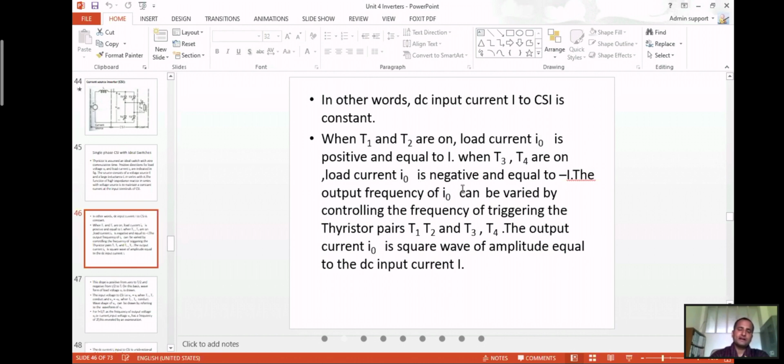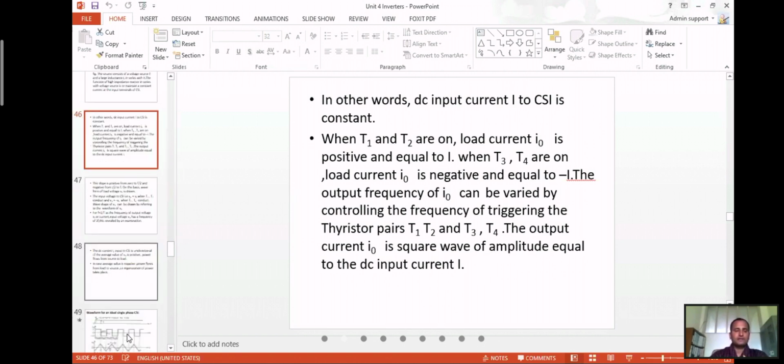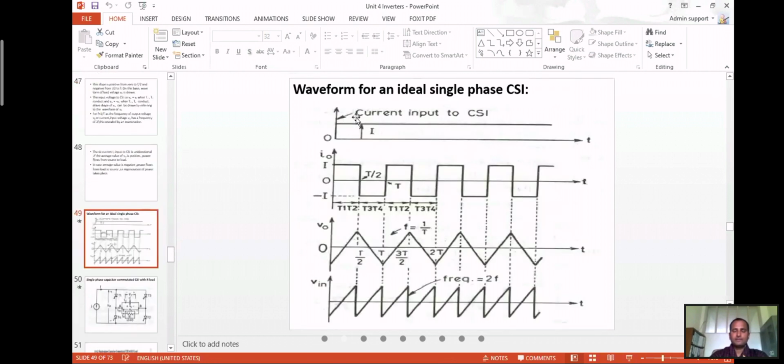These are the two pairs which are fired simultaneously, T1 and T2, and T3 and T4. These are the four thyristors. So the output current is a square wave of amplitude equal to the DC input current. So if the output current equals the amplitude of the input DC current, the output current will be a square wave.